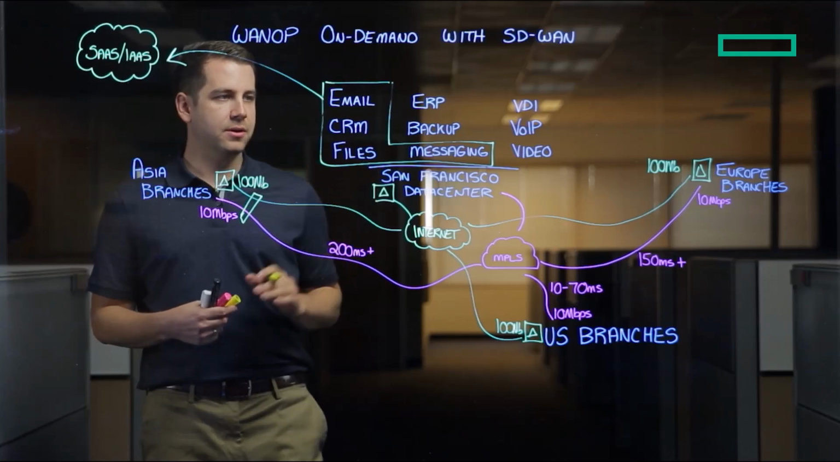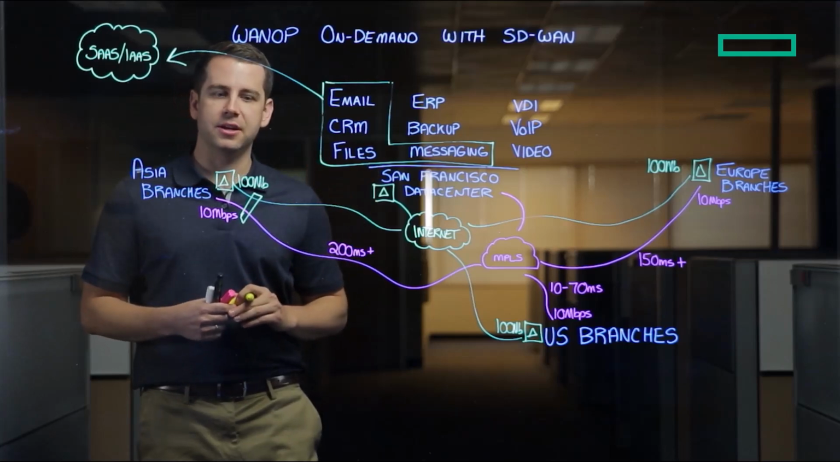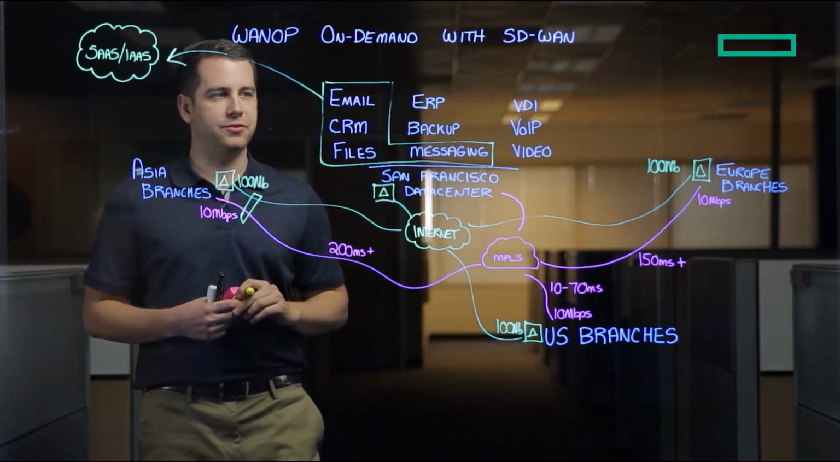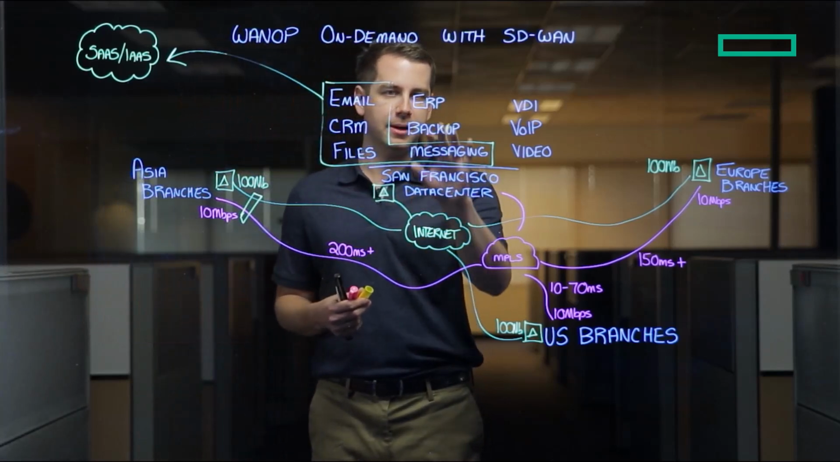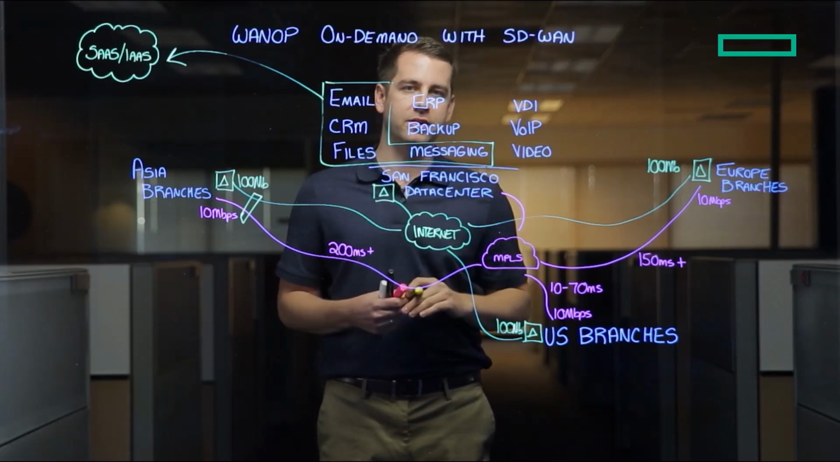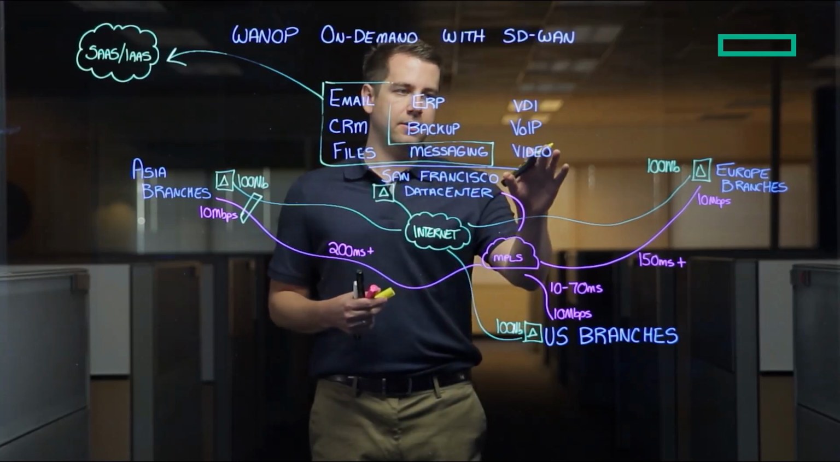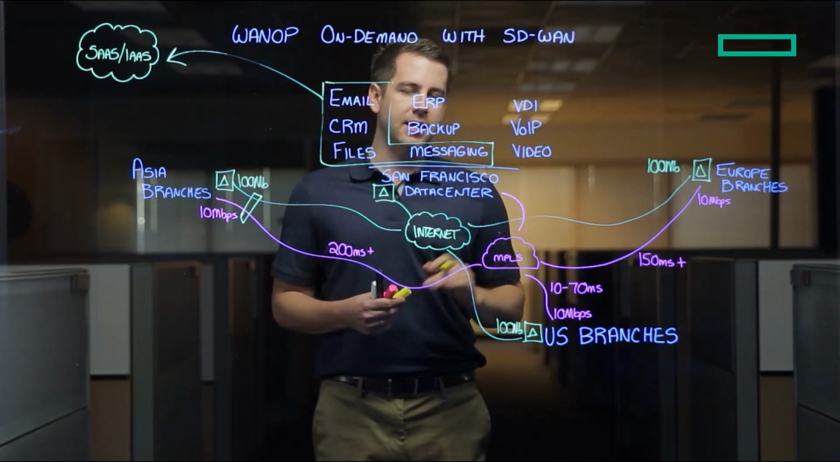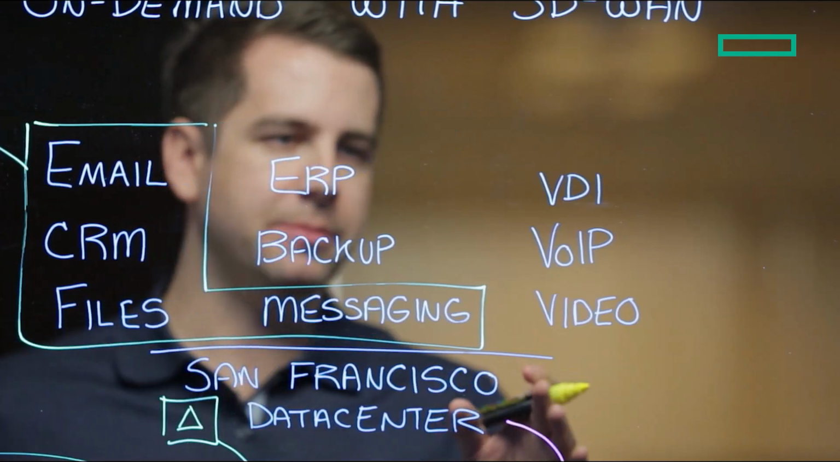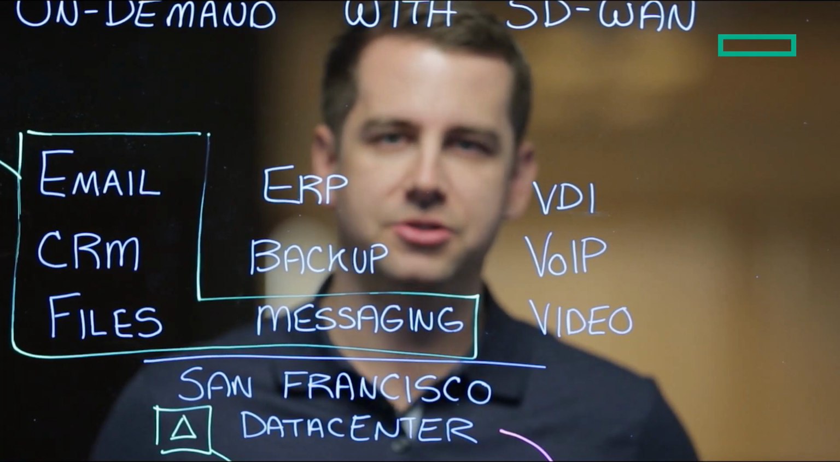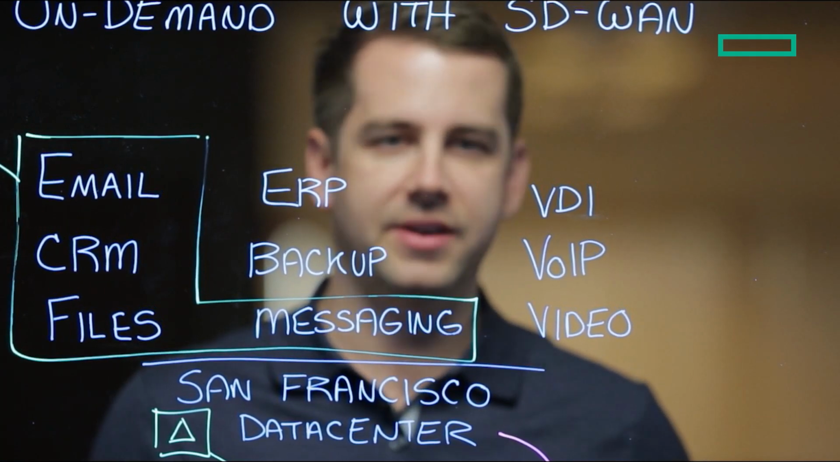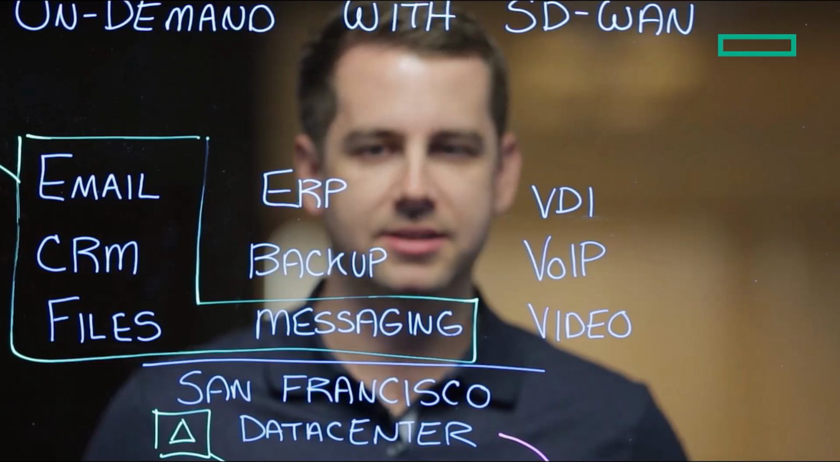But this also means that my applications in the data center, they actually need to be optimized differently as well. And so if we look at these apps here, these ones left, I still have ERP, backup, VoIP, video and VDI in my data center. Voice over IP and video, I don't want to make them faster. If I tried to make VoIP faster, nothing would sound right. If I tried to make video faster, it'd have the same problem. Everything would go really fast, and it wouldn't make any sense.